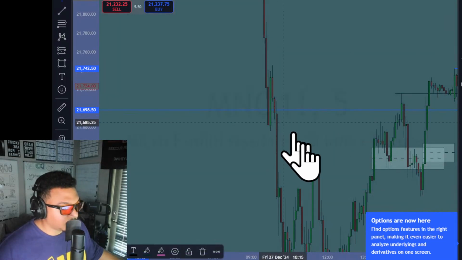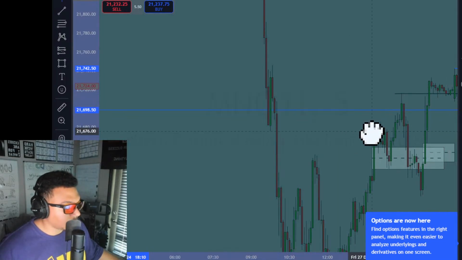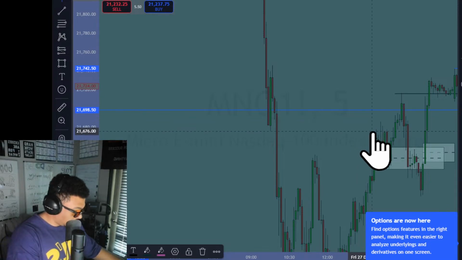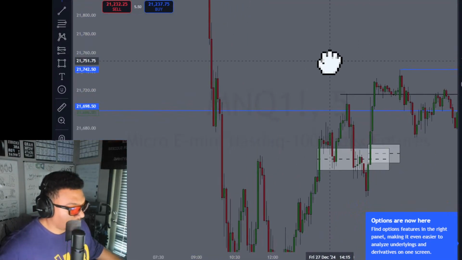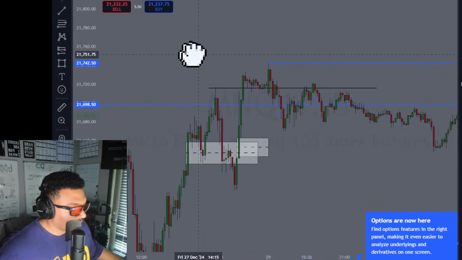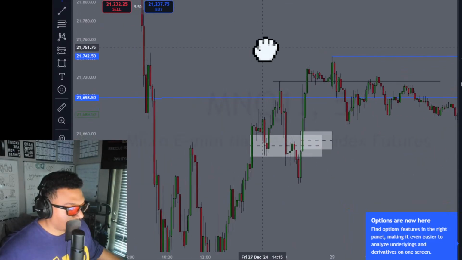Sorry, let me move this over. What is this? What is even that? Let me delete this. So what happened is price eventually broke down and took out that liquidity.